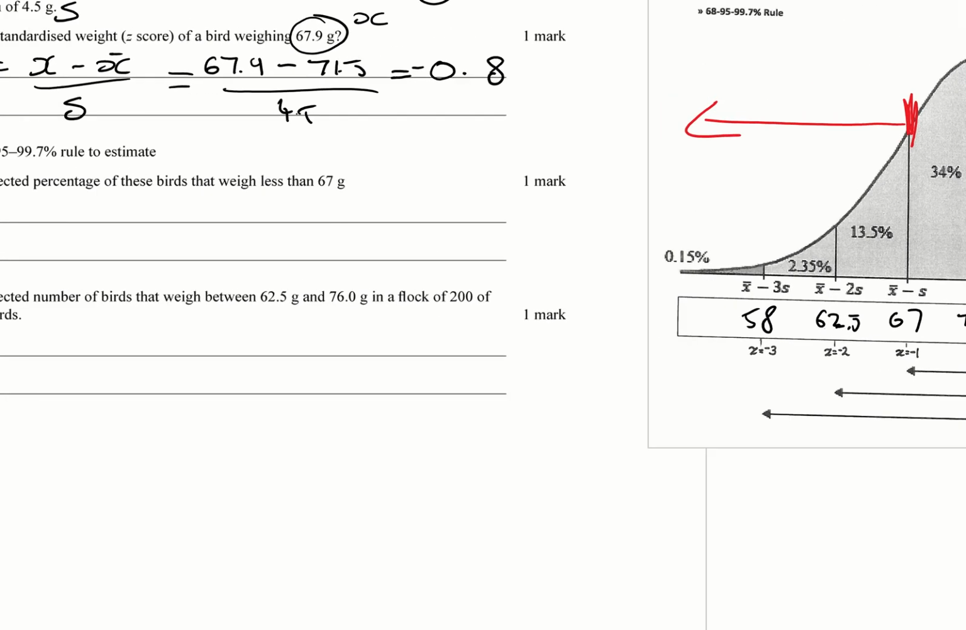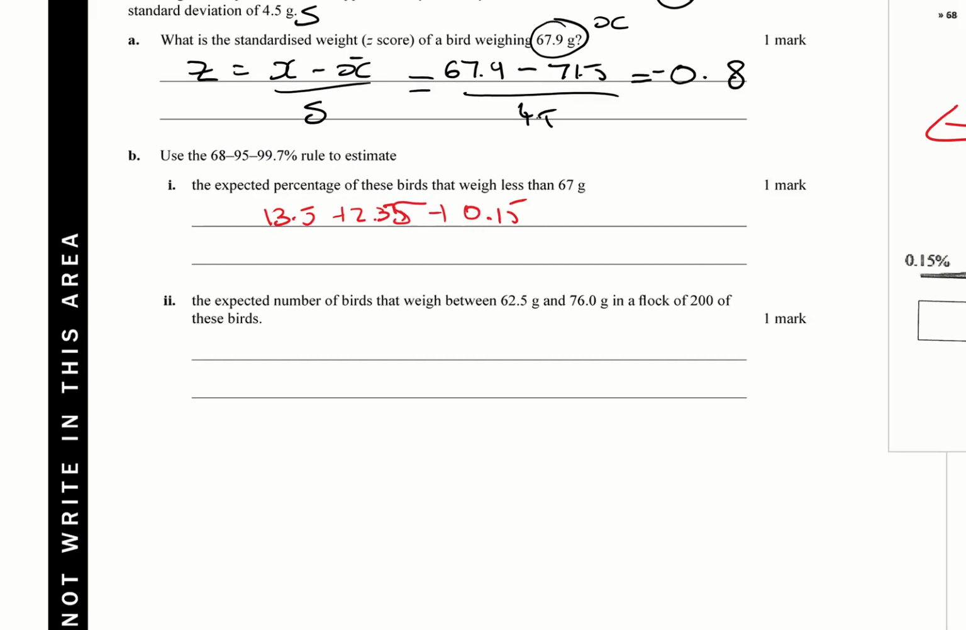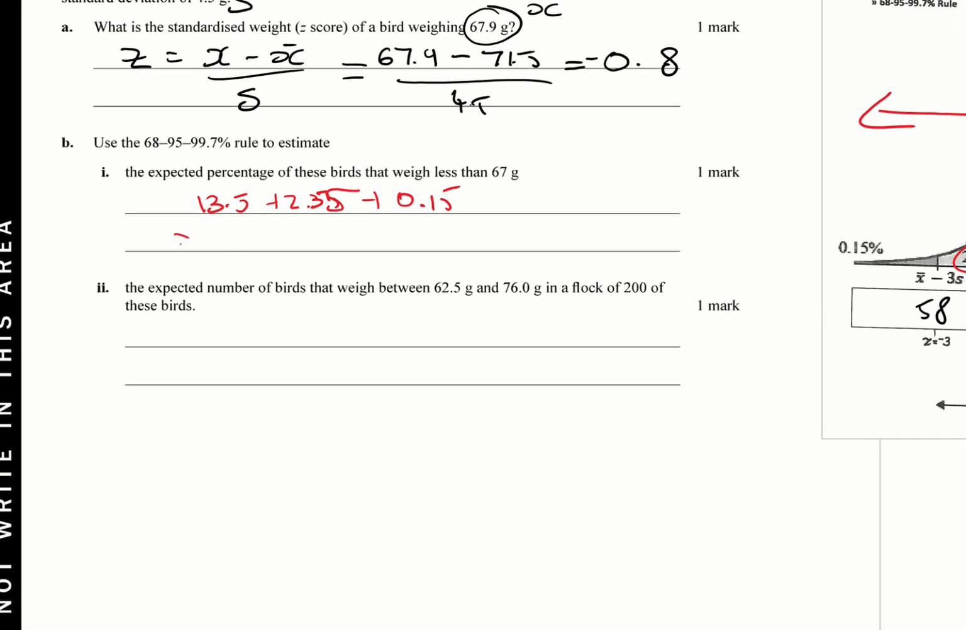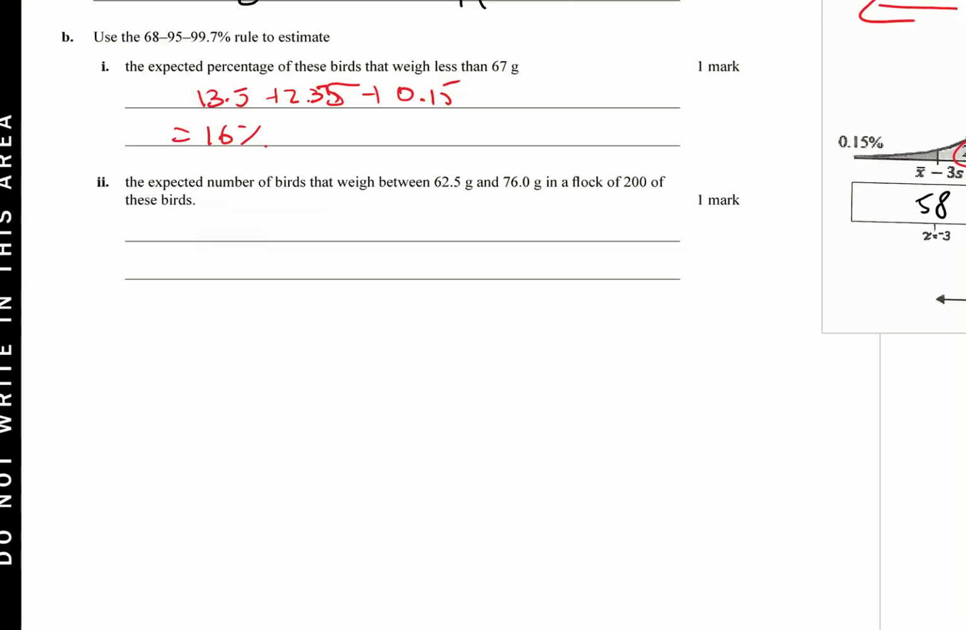So let's write that here: 13.5 plus 2.35 because it's this one, that's a 5, plus 0.15. Okay, and that's the expected percentage. So then we add that up, okay, and we get 16%. So that question, you just say the answer is 16%.